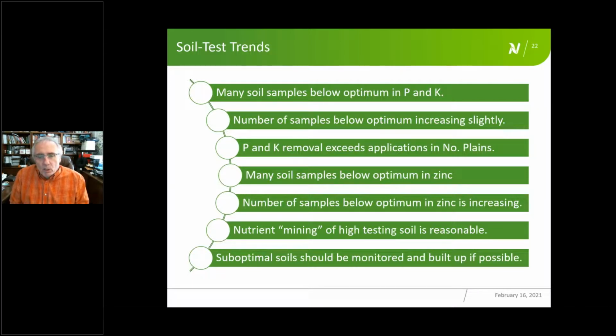There's also the number of samples below optimum in zinc, and while the percentage of the total is not great, the movement of samples with adequate zinc to more samples with inadequate zinc would be of concern. And then there's this idea of mining nutrients in high testing soils. We obviously have a lot of soils that have more than adequate phosphorus and potassium and some of the other nutrients, and that's okay to mine those and take advantage of those stored soil nutrients. That's perfectly a reasonable practice.